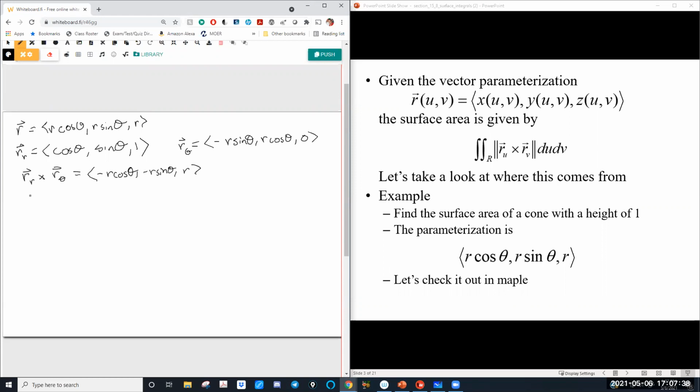Now, what goes in the integral? When we go to calculate the integral, it's the magnitude of this vector, which is the square root of the sum of the squares of the components: negative r cosine theta squared plus negative r sine theta squared plus r squared.